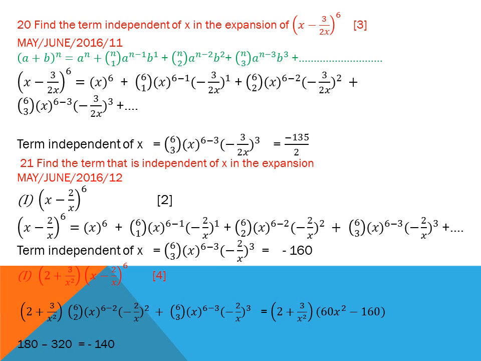2 plus 3 over x square. Then I take two terms here, 62, because when x square is cancelled out with 1 over x square, it is also a term independent of x. I take two terms in the previous part, 62 and 63. When I solve 62, it will become 60x square, and the previous term is minus 160. When 2 is multiplied by 160, it will become minus 320. When 3 over x square is multiplied by 60x square, x square is cancelled out, 63 times 180, and we will find the final term minus 140 here, which is independent of x.